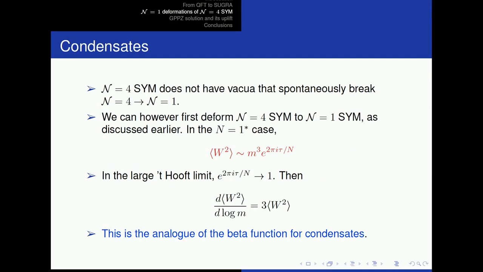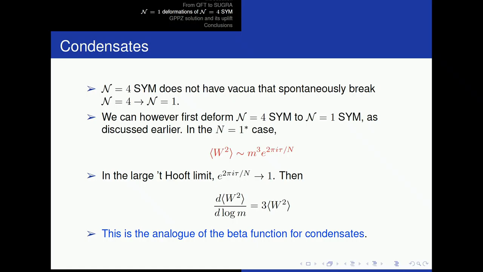OK, so now let's move to condensates. Now, N equals 4 super Yang-Mills does not have a vacuum that spontaneously breaks N equals 4 to N equals 1. However, if we first deform the theory to N equals 1, then there would be condensates. In particular, for the N equals 1 star case, we know that the condensates have the form I give over here. So this m here is the deformation I discussed earlier.